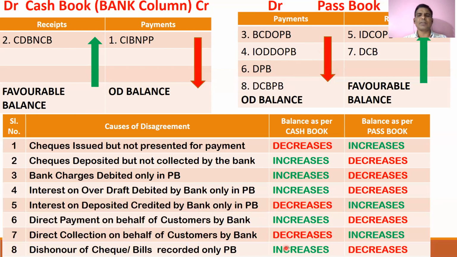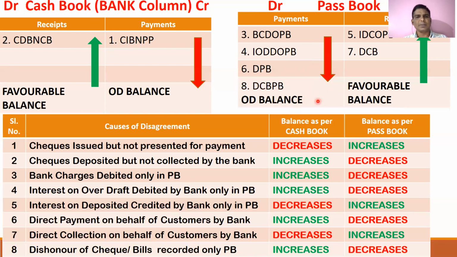Direct collection on behalf of the customer. Whenever the bank collects, it credits the passbook, so passbook increases and, not written in the cash book, cash book decreases. Next, dishonor of checks and bills. Whenever checks and bills are dishonored, passbook is debited and decreases, not recorded in the cash book, so cash book increases.